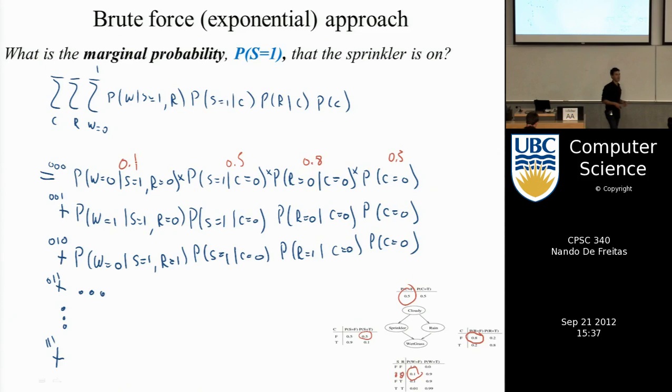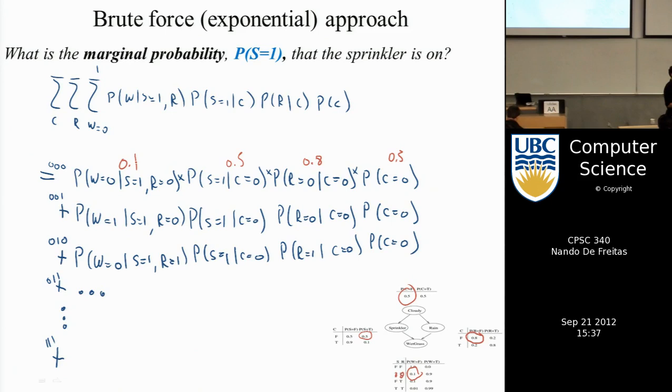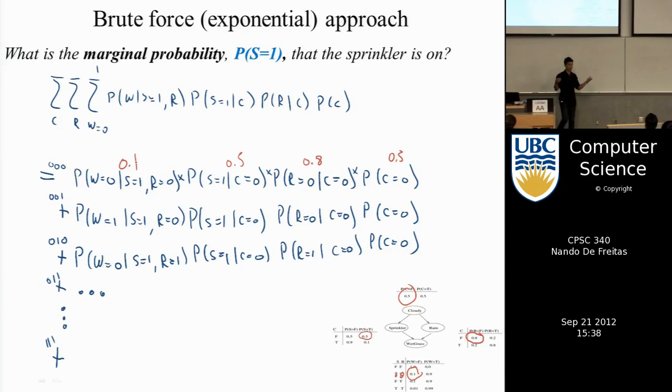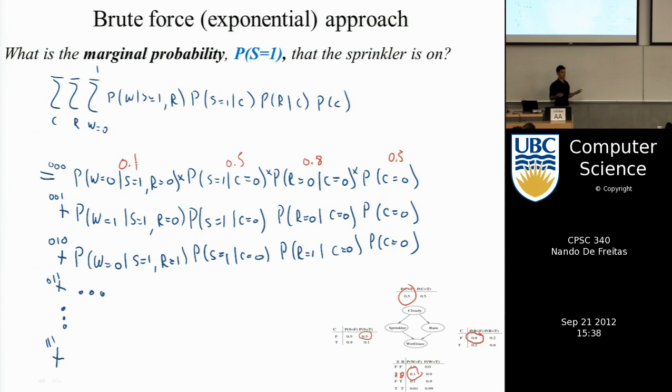Now, I will ask you an exercise like this in the midterm. Don't do it this way, because this will be you spending a whole hour doing it. If you do it what I call the brute force way or the dumb way, it will take you forever. The cost is exponential. This problem is exponential. It's very hard.